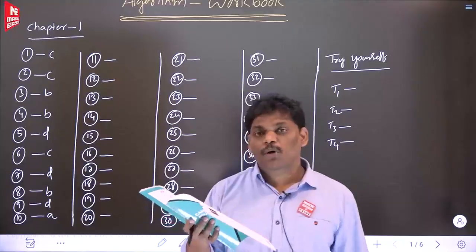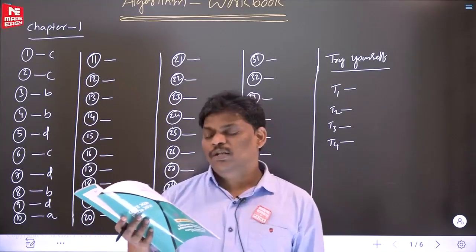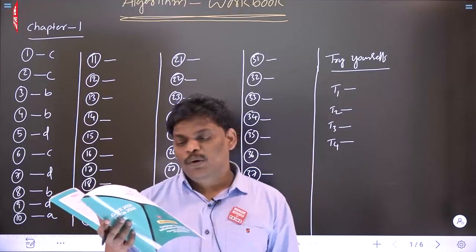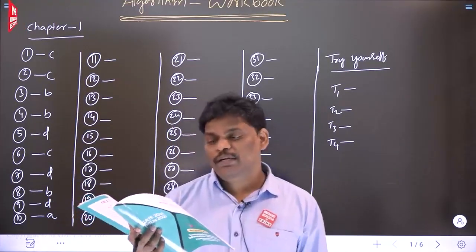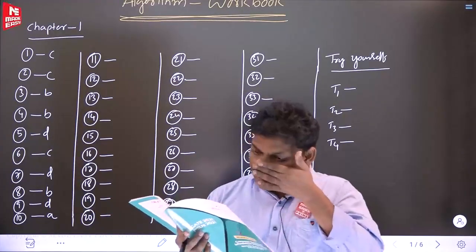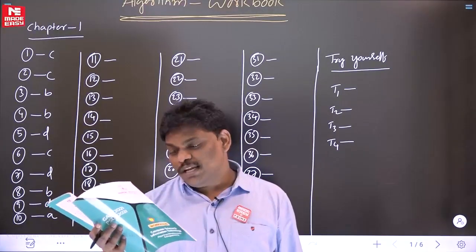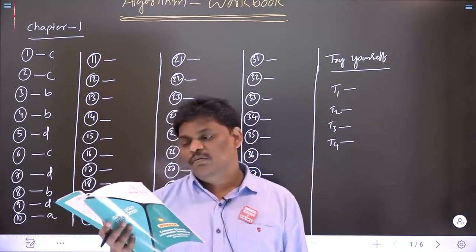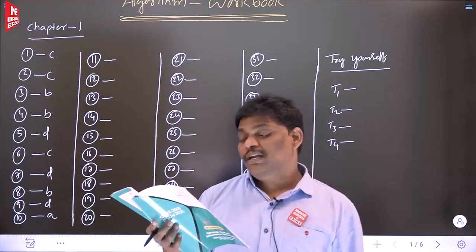Let's go to problem number 1. Chapter number 1, problem number 1. What is problem number 1? One program is given. They are asking what does the following algorithm approximate. They are not asking time complexity. If you observe this program, what is the last line? Print x. Indirectly they are asking approximately what this program outputs.